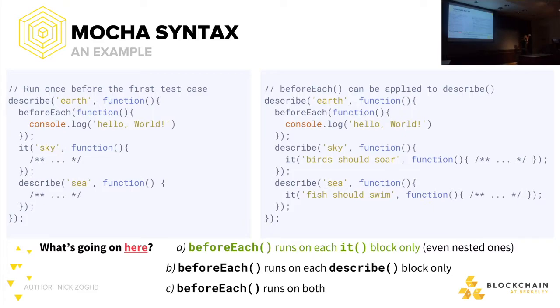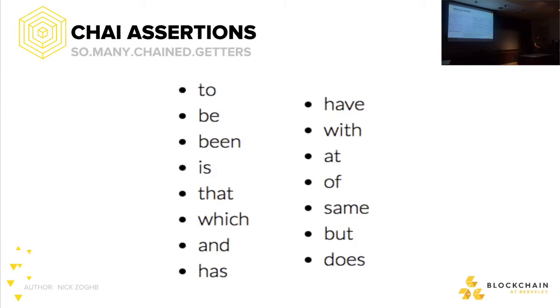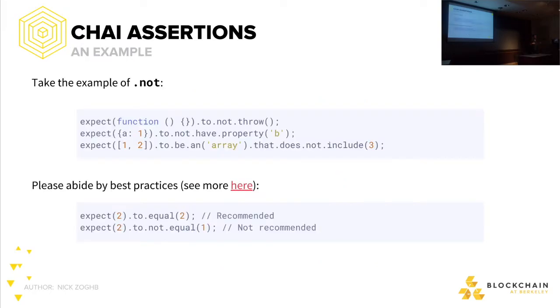Now, try assertions. To be, being, is, that, which. These are all just syntactic sugar that let you make assertions more clear, but also some of them have usability. So, for example, in this, not inverts whatever output you get. So it's similar to the not in Python or having an exclamation mark in a conditional.